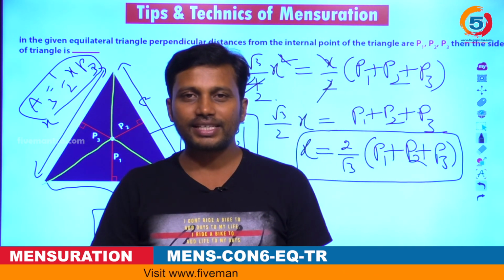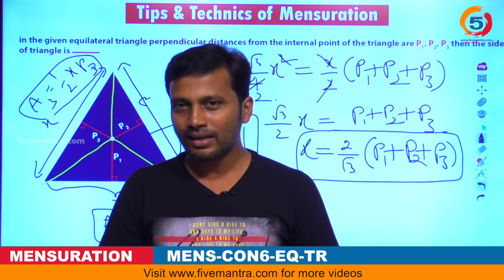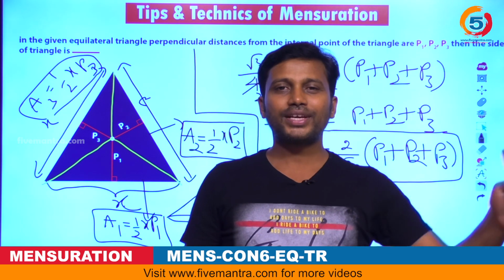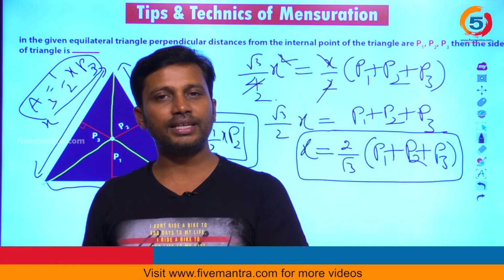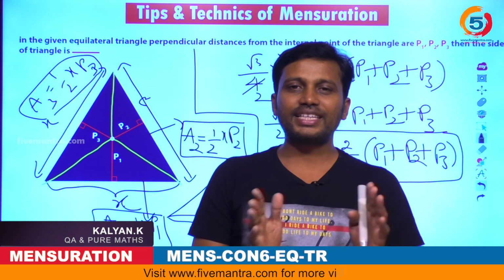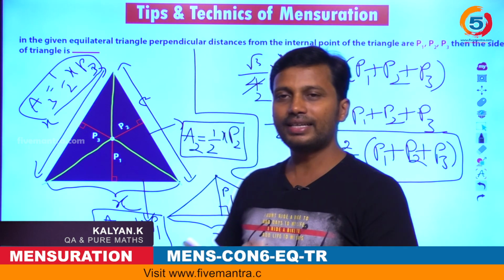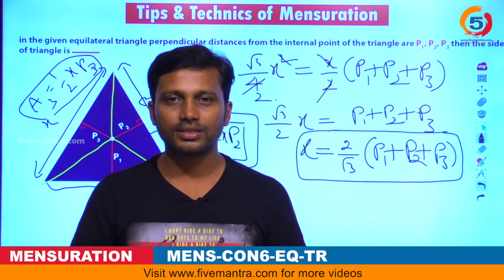In both cases we are finding the area of the same triangle, so root 3 by 4 x square will be equated to half x into p1 plus p2 plus p3. Thereby, on simplifying that equation, we got the value of x, which is our side. That is our analysis to find this.